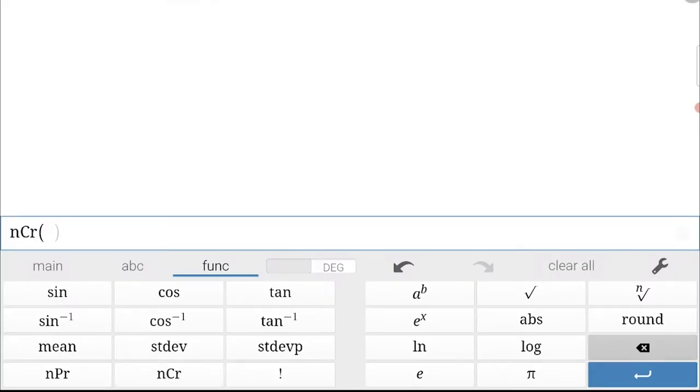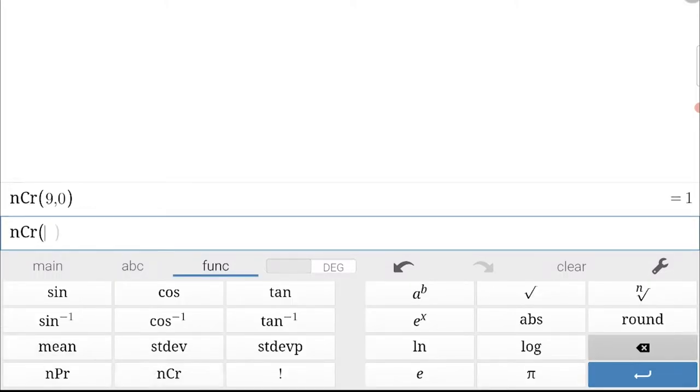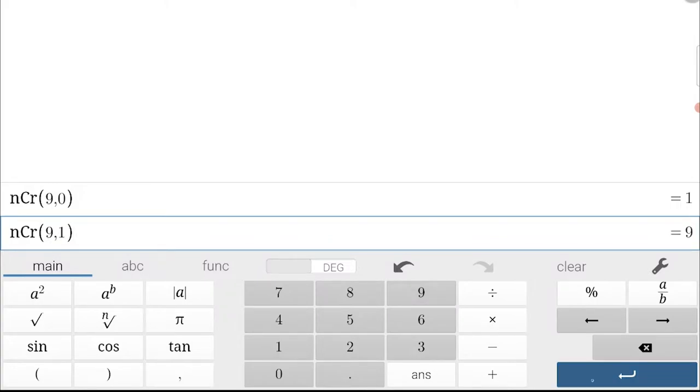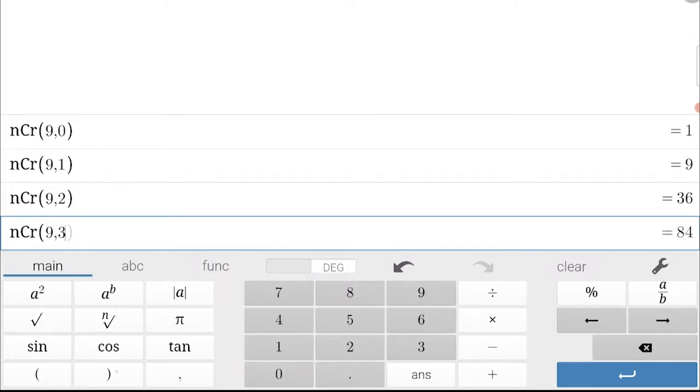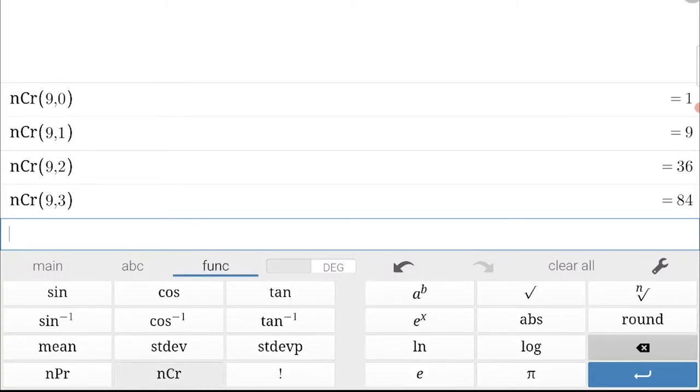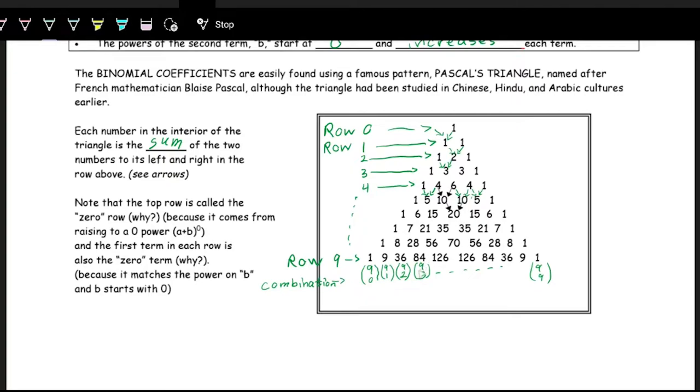If you don't believe it, let's just see it in the calculator. We have nCr, so we're doing nCr, 9, comma, 0, close parenthesis, that's 1. Do the next one, nCr, 9, comma, 1, that's 9. Next one, nCr, 9, comma, 2. Next one, nCr, 9, comma, 3. And then go all the way up. Let's just go to nCr 9, comma, 9. So we get 1, 9, 36, 84, all the way down to 1. So let's just take a look. 1, 9, 36, 84. And you could keep going. This should be 9C4, 9C5, 9C6, all the way down to 9C9.